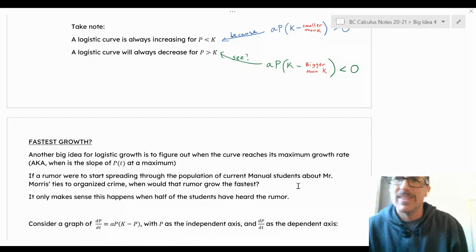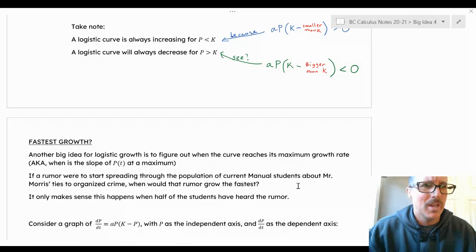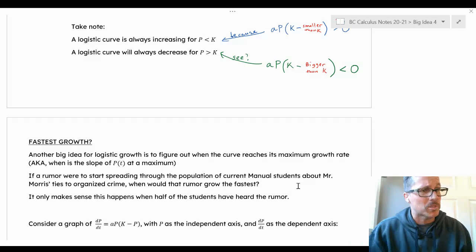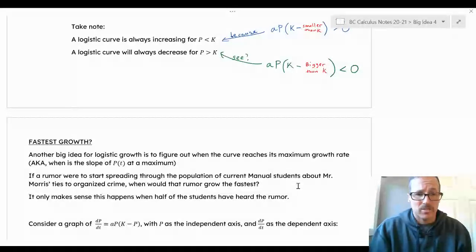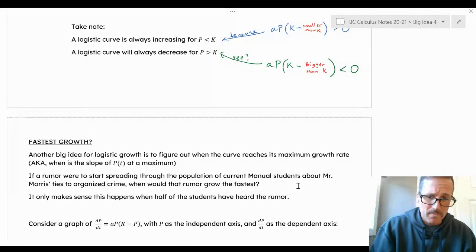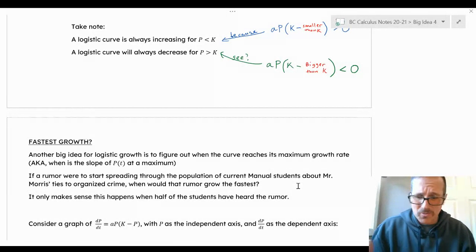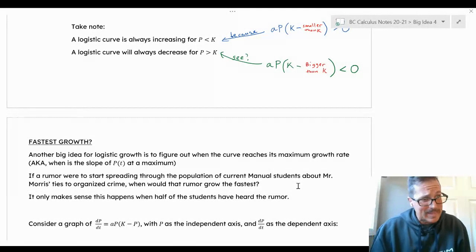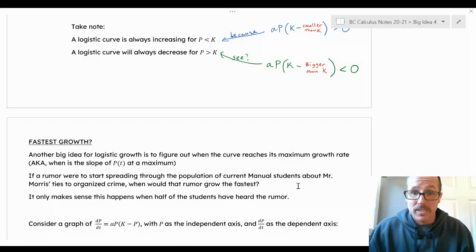It's kind of easy to think about that. It's kind of logical, because if, say, a rumor was spreading around the school about Mr. Morris and his connection to organized crime, when does a rumor grow the fastest? Well, it makes sense that the rumor's going to grow pretty fast until half of the population hears about it, right?